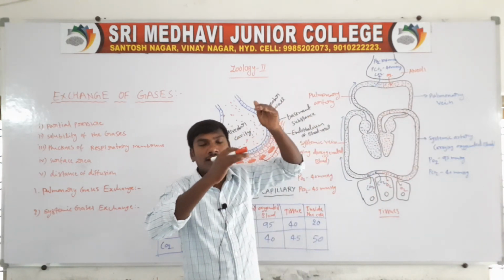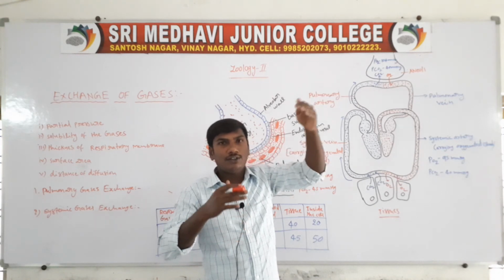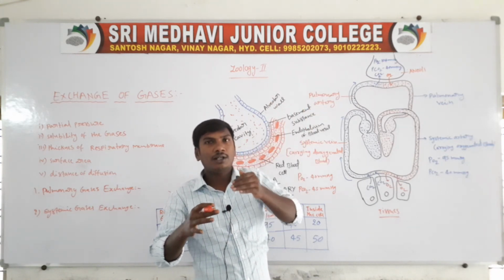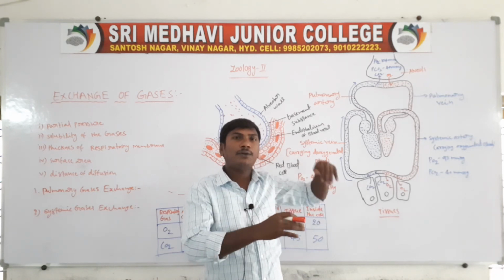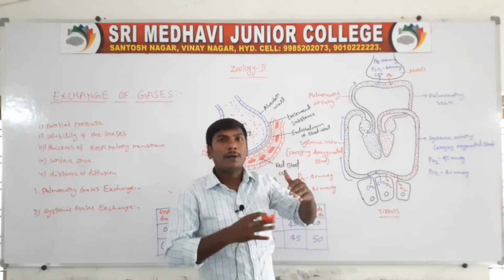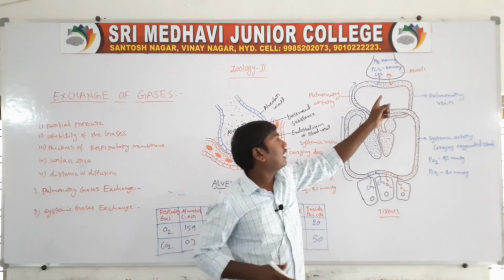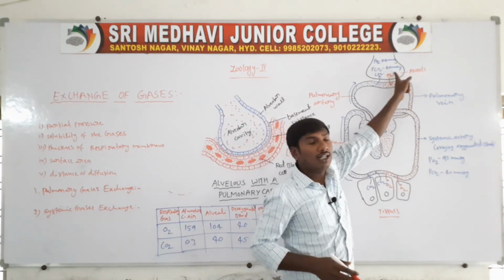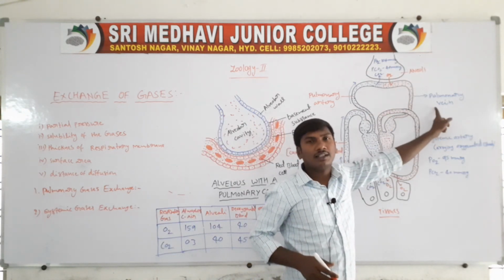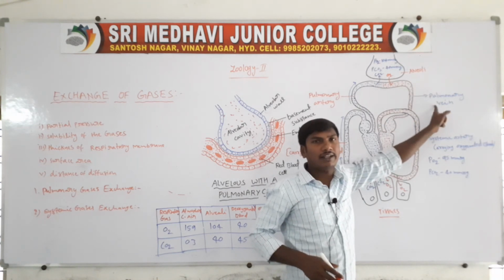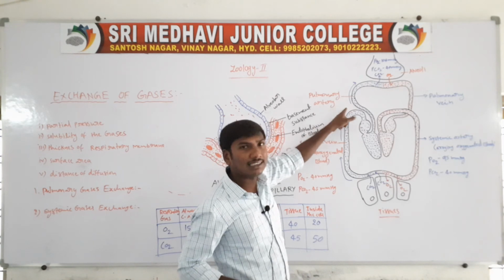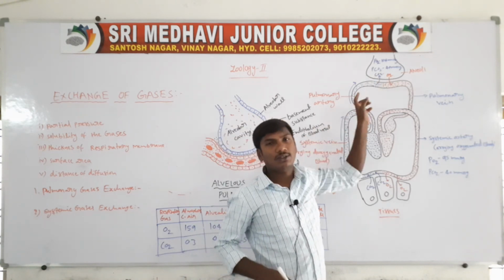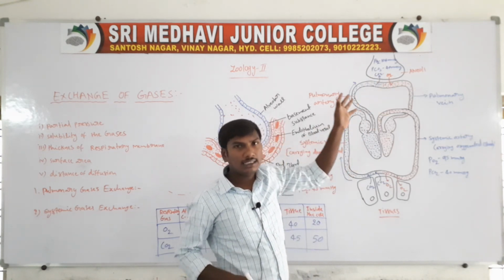The oxygen comes from the alveoli to the blood. Next one, CO2 goes from the deoxygenated blood to the alveoli. So that is the pulmonary gas exchange. The oxygen comes from the alveoli to the pulmonary vein. Next one, the CO2 goes from the pulmonary artery to the alveoli. So these are the pulmonary gas exchange.